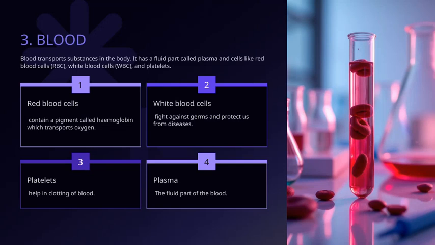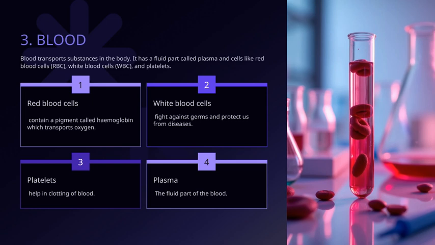Blood is a vital part of our body because it transports substances that keep us healthy and active. It has a fluid component called plasma, which acts like the blood's transportation highway, carrying nutrients, hormones, and waste products. Along with plasma, blood contains different types of cells that perform essential functions.